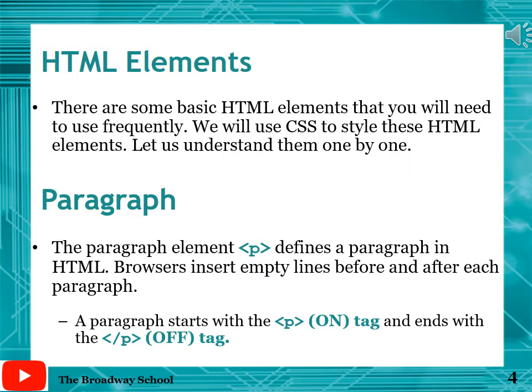HTML elements. There are some basic HTML elements that we need to use frequently. We will use CSS to style these HTML elements. Let us understand one by one. The first one is paragraph. The paragraph element, angle bracket P, angle bracket close, defines a paragraph in HTML. Browsers insert blank lines before and after each paragraph. A paragraph starts with the P open tag and ends with the slash P angle bracket close tag.